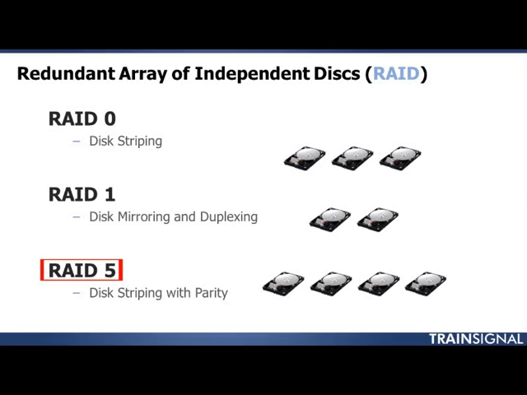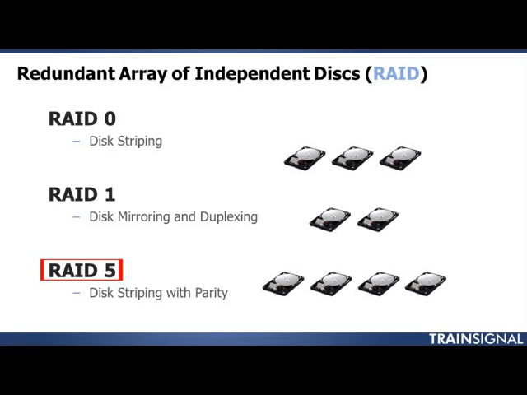RAID 5 is called disk striping with parity. This is a fault-tolerant solution, and this is very often considered to be one of the preferred methods when it comes to those database solutions that I mentioned earlier with RAID 0, because not only are you getting the benefits of striping, right, you get those performance benefits, but you now have fault tolerance.